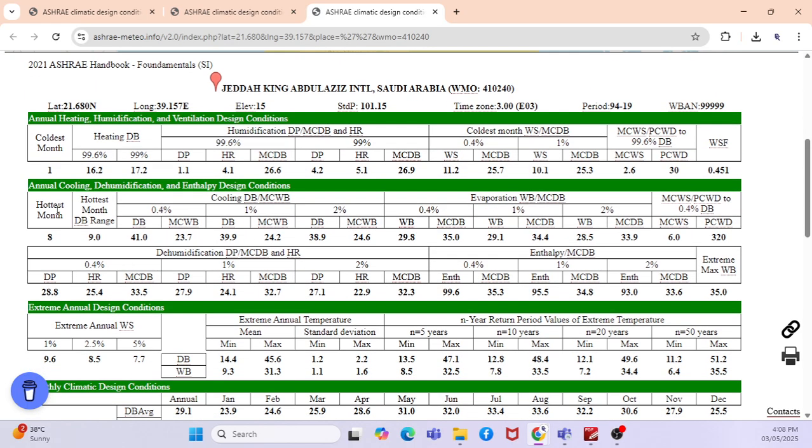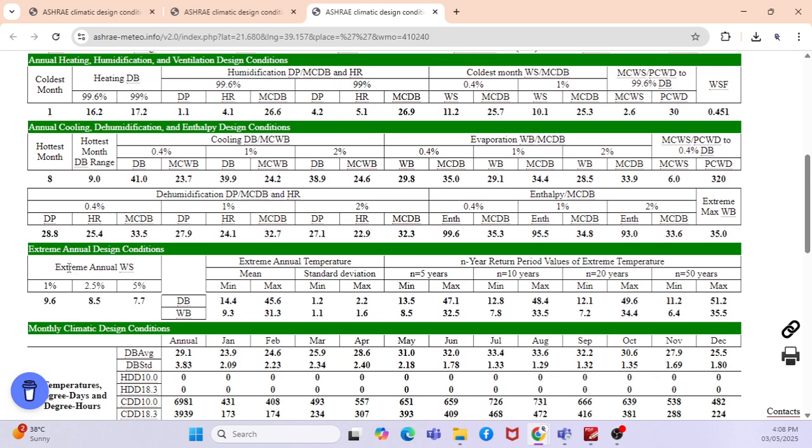Here you can see, for example, the extreme annual design condition. Here you have 45.6 degrees Celsius and 31.3 degrees Celsius, dry bulb and wet bulb. That's the mean temperature, the average. This is the extreme annual temperature. You can see the maximum and minimum. Sometimes you may experience negative temperatures, right? Yes.